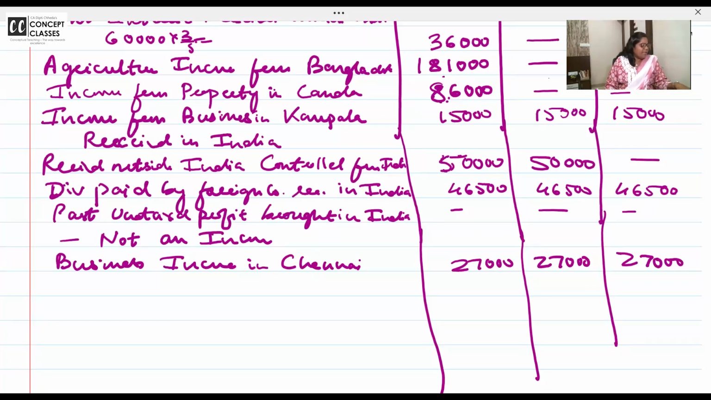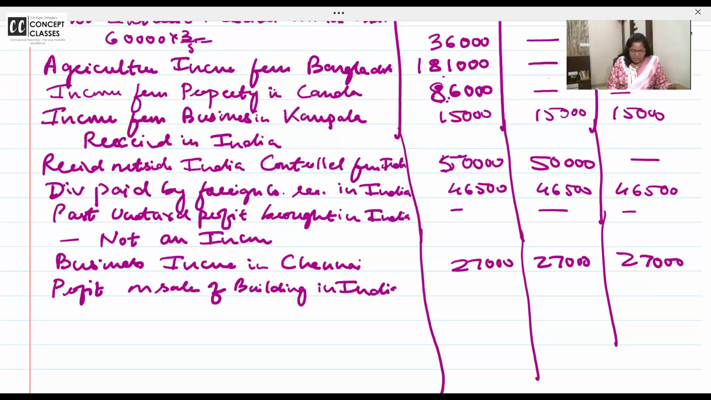Profit on sale of building received in Sri Lanka. But where is the building? In India. Profit on sale of building in India. It is in India. 14,80,000.